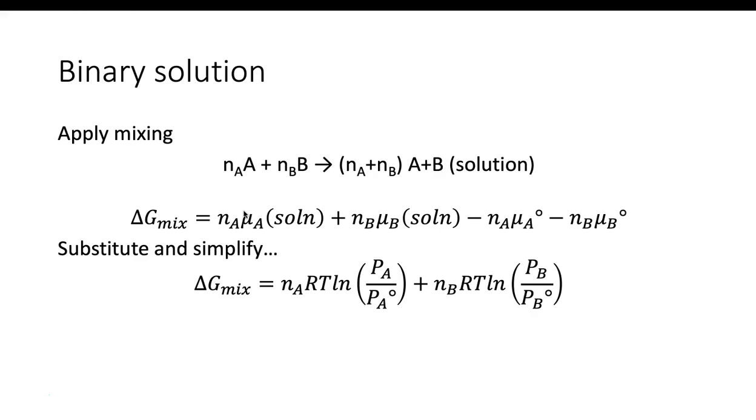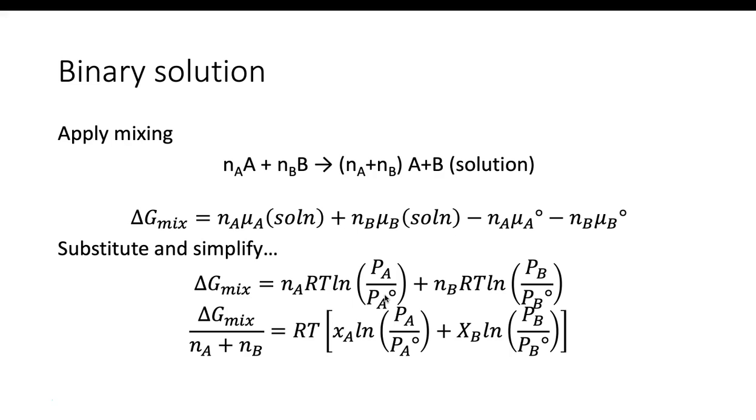We get rid of all of the reference states because they all subtract out, and we're left with the delta G of mixing being related to the number of moles and the ratio of the vapor pressure over the mixture compared to the vapor pressure over a pure solution. Now we divide through by the total number of moles and we get a partial molar delta G of mixing, and so we see we have this term. Now we're in terms of mole fraction, and we still have the vapor pressure ratio, so mole fraction of each.